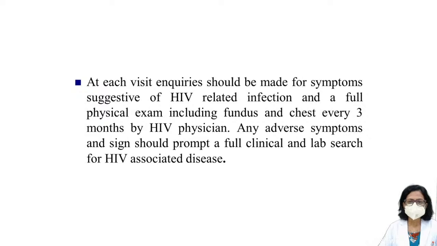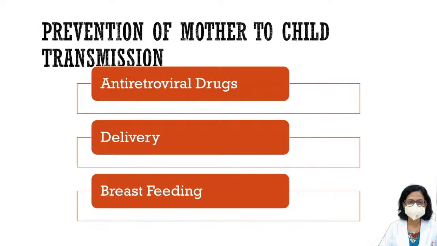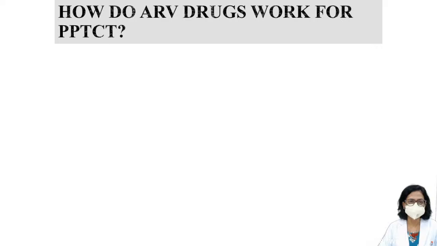At each visit, we should inquire about symptoms suggestive of HIV-related infection, and a full physical exam including fundus and chest should be done every 3 months by an HIV physician. Any adverse symptoms and signs should prompt a full clinical and lab evaluation. So what are the different strategies for reducing mother-to-child transmission? These are using antiretroviral drugs. The mode of delivery here is important, and whether breastfeeding should be avoided or continued.